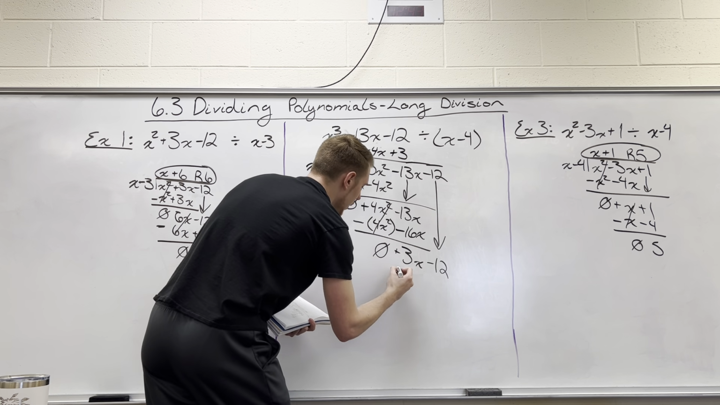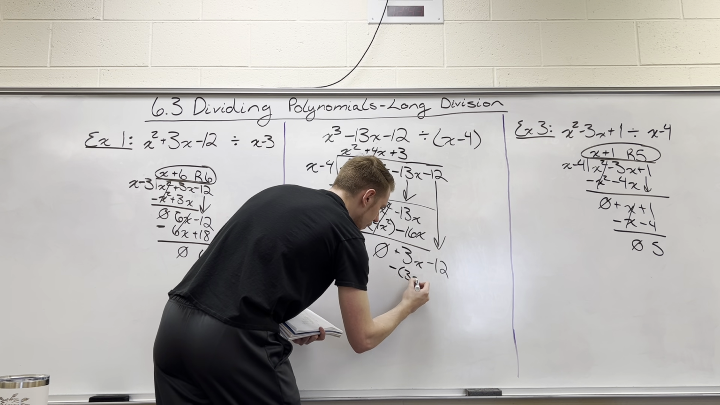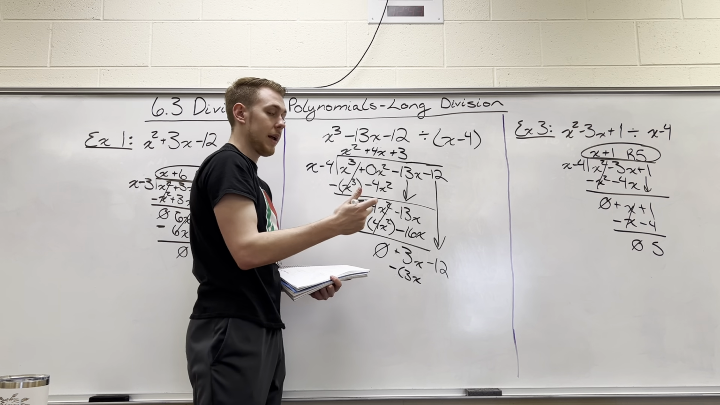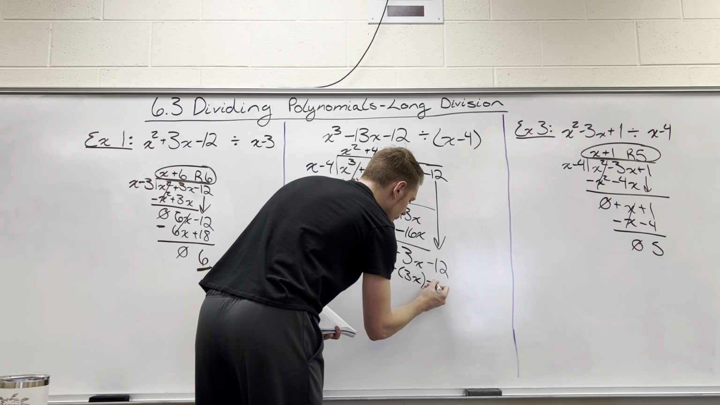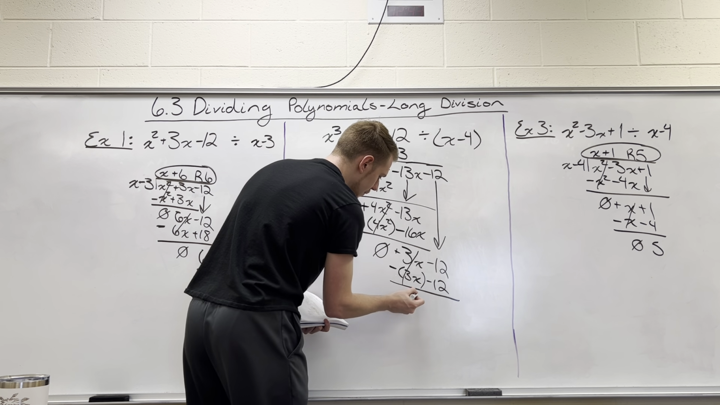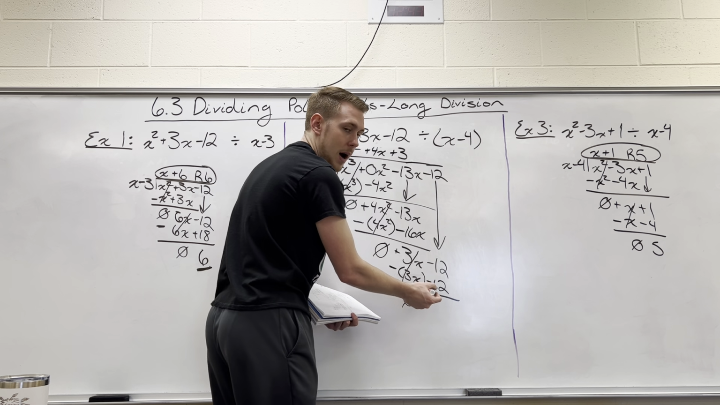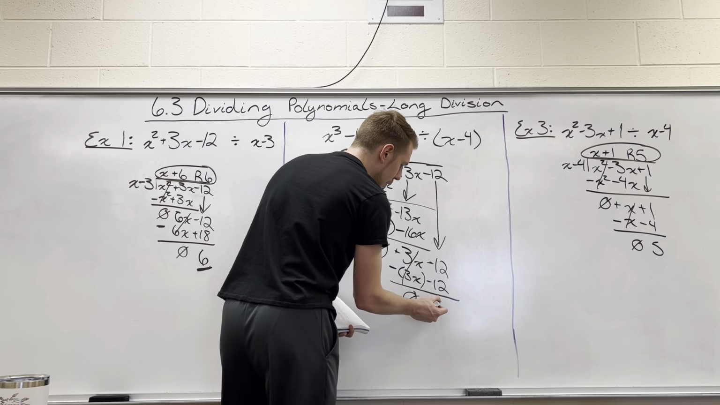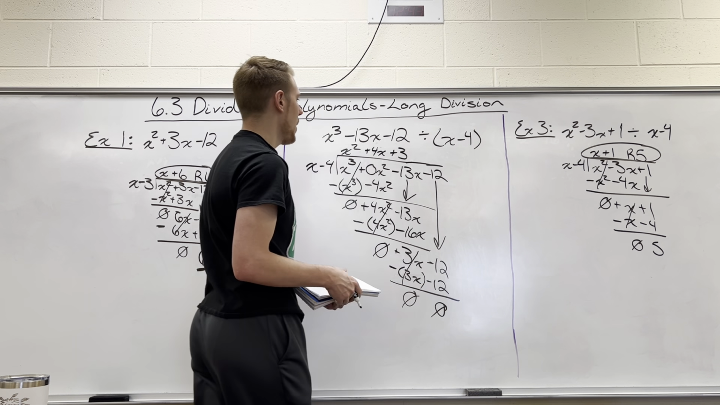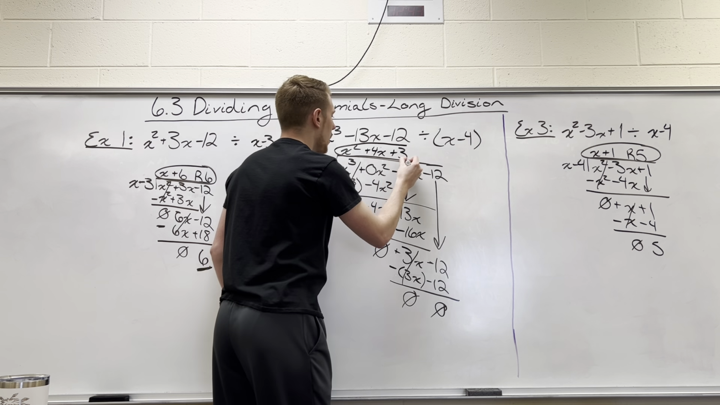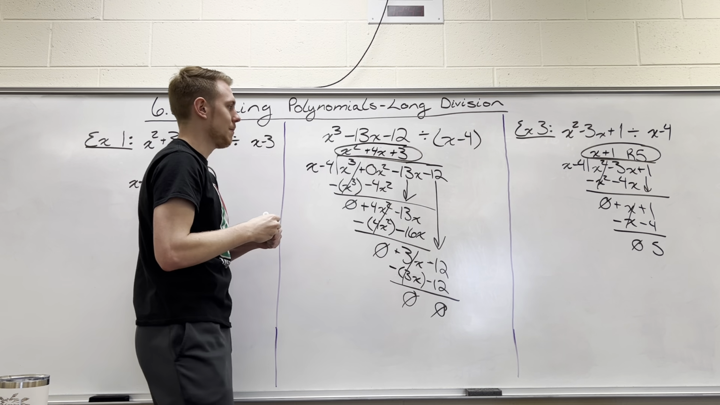3x is going to be what I have. I am then going to take 3 times negative 4, negative 12. This washes out to 0. Negative times negative positive. So negative 12 plus 12 is 0. We have no remainder. Your solution should be x squared plus 4x plus 3.